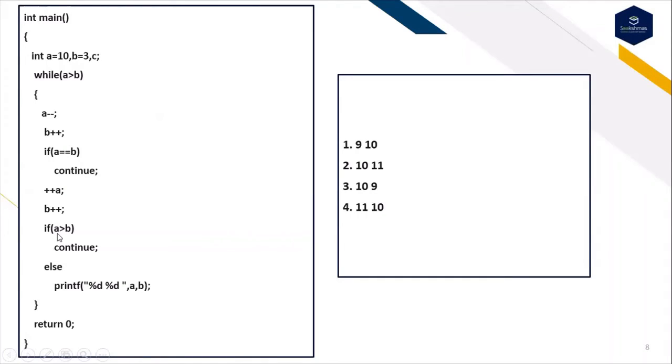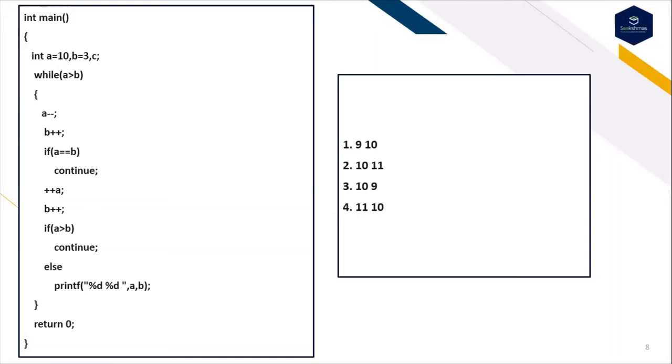Again, we are checking the condition. If it is true, continue means it will point to the beginning of the loop, or else at the end it will print the value of a and b. And these are some of the options: 9 followed by 10, 10 followed by 11, or else 10 followed by 9, and 11 followed by 10. We need to find out the value of a as well as b.